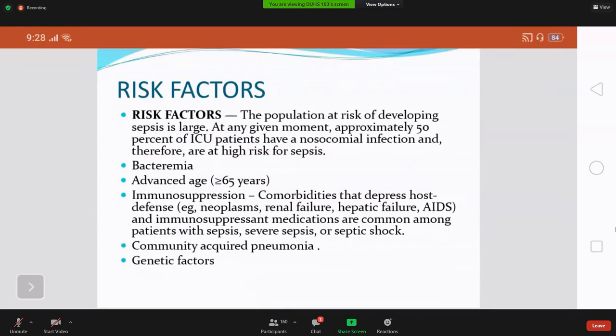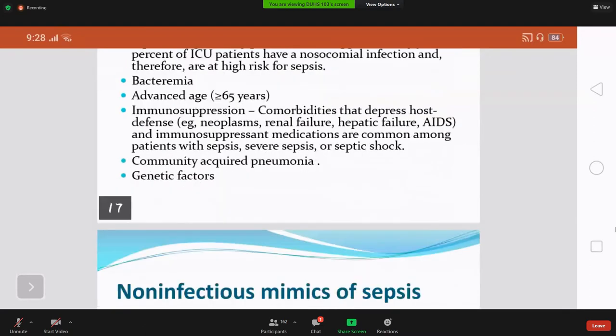Now, in this slide, we are going to discuss the risk factors of sepsis. The population at risk of developing sepsis is large. At any given moment, approximately 50% of ICU patients have some sort of infection and are at risk for sepsis. The patients may have high bacteremia. The risk factors are advanced age, patients who are immunocompromised, who have comorbidities like malignancies, renal failure, hepatic failure, AIDS, immunosuppressant medications, community-acquired pneumonia, or certain genetic factors. When the patients are immunodeficient, they are at risk of developing sepsis and infections.